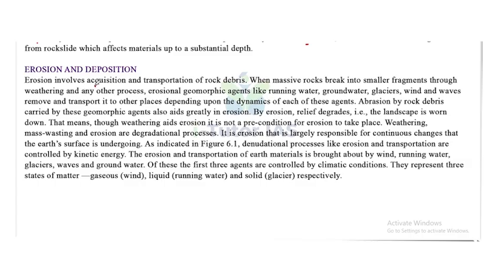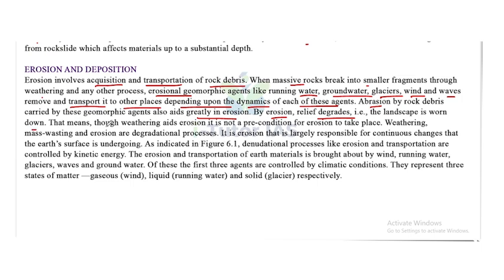Erosion involves acquisition and transportation of rock debris. When massive rock breaks into smaller fragments through weathering and other processes, erosional geomorphic agents like running water, groundwater, glaciers, wind and waves remove and transport it to other places depending upon the dynamics of each of these agents. Abrasion by rock debris carried by these geomorphic agents also aids greatly in erosion. By erosion, relief degrades, that is, landscape is worn down.